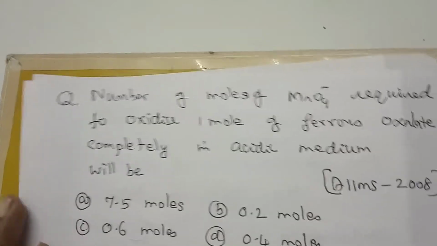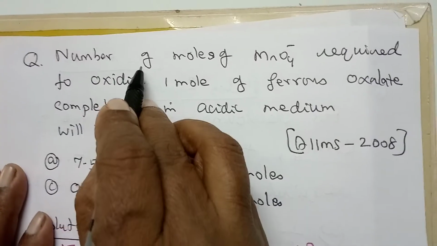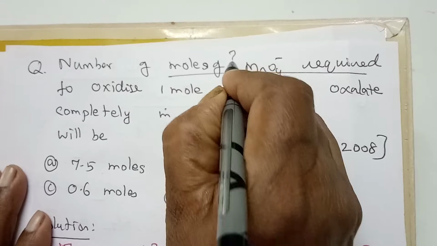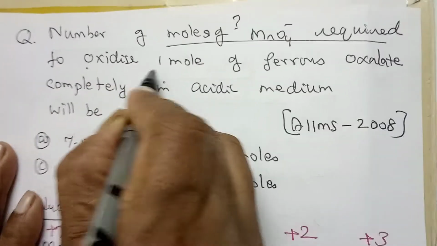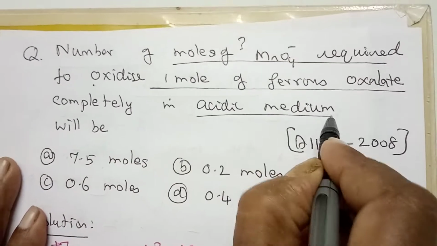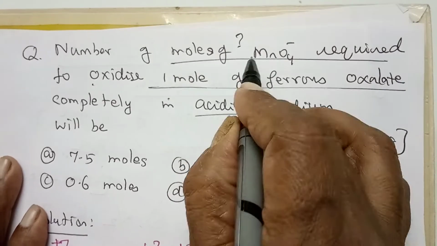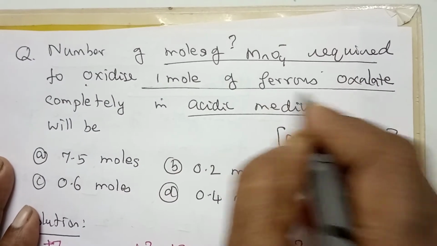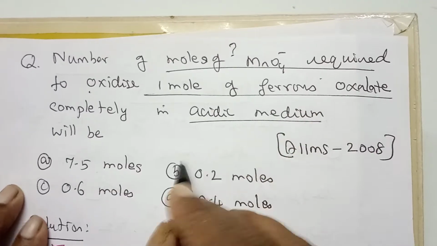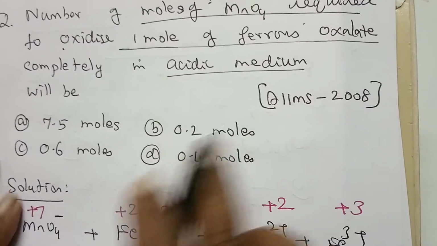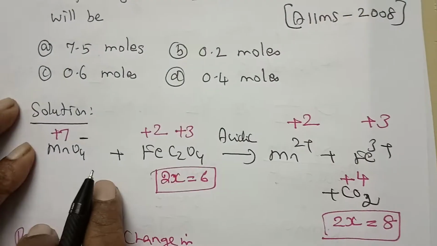Let us see one more question. Here the question is: number of moles of permanganate required to oxidize 1 mole of ferrous oxalate completely in acidic medium. All are given in acidic medium. Permanganate is required for 1 mole of ferrous oxalate, so you should think about the ferrous oxalate. AIIMS 2008, so the next level of toughness. Here let us see the solution, how you have to do it.